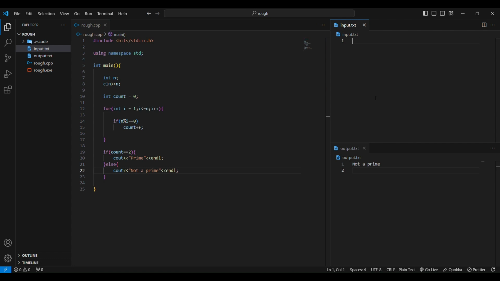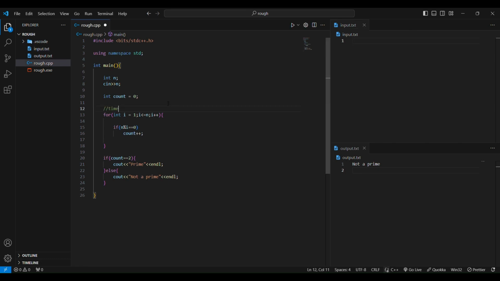Let's give some input. Okay, I didn't give an input. Let's say 2. Yes, it's a prime number. Okay, let's give 5. Yeah, it's a prime number. Okay, let's give 4. Not a prime, right? So yeah, this is working fine. So the time complexity is actually O of n, right? So we have to reduce it to square root of n, right?